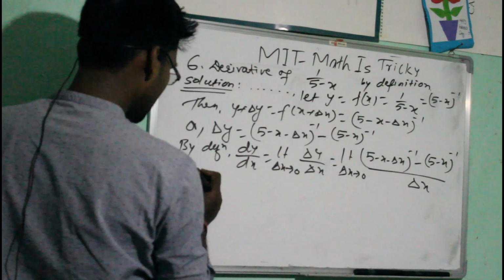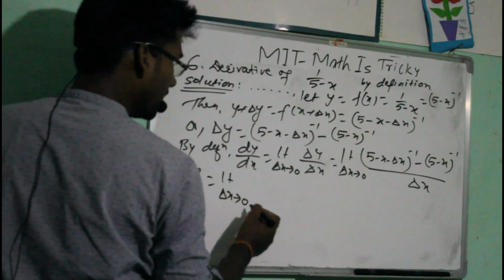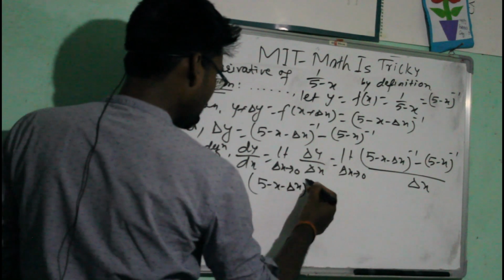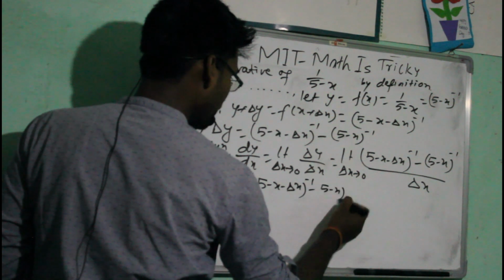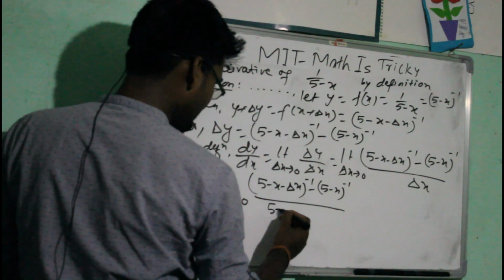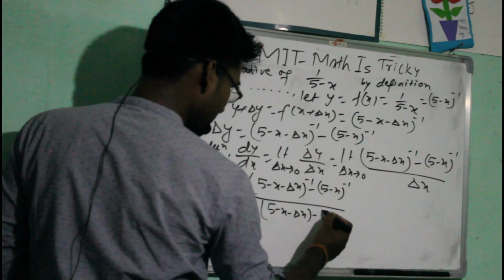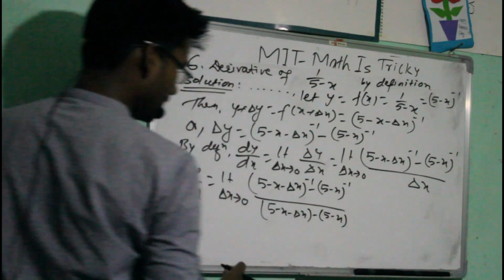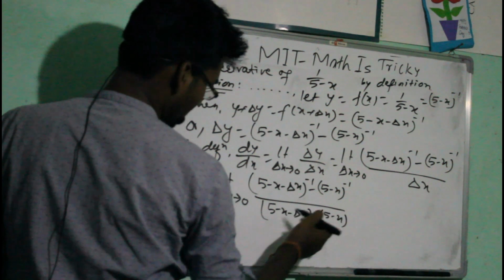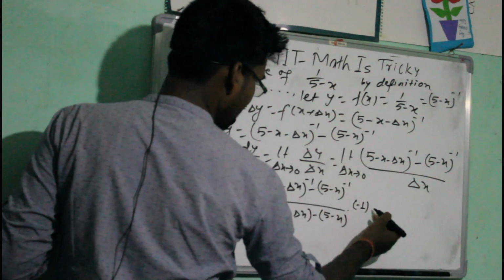So what can be done? dy by dx equals the limit, delta x as it is, and now (5 minus x minus delta x) to the power minus 1 minus (5 minus x) to the power minus 1. So instead of delta x, I'll write here 5 minus x minus delta x. Always write this minus this, so minus (5 minus x). Let's see what we are getting here. 5 and 5 will be cancelled, x and x will be cancelled, so we get minus delta x, but we have just delta x, so to balance this we have to multiply by minus 1.